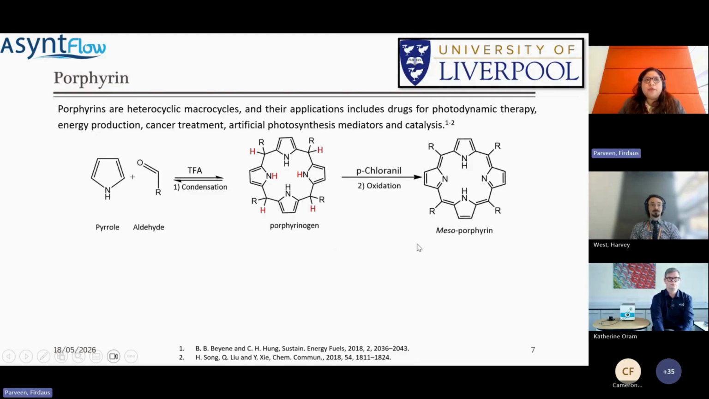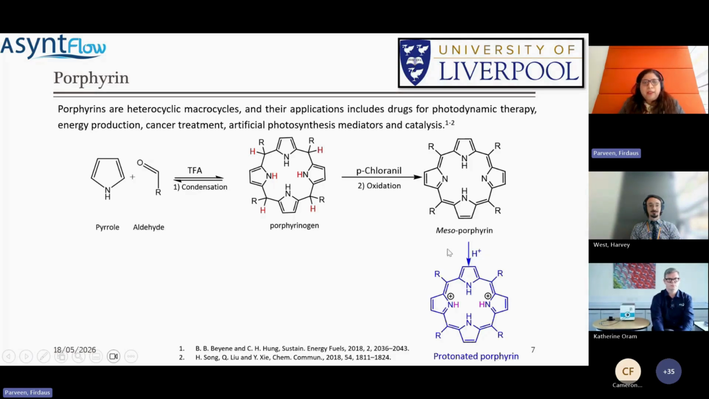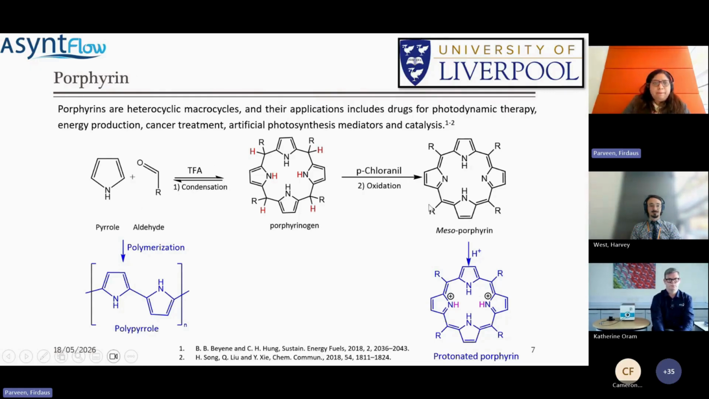But as always, chemistry does not always happen in a single direction. There are chances of side products. These meso-substituted porphyrins can further get protonated with the residual acid present in the reaction mixture to give protonated porphyrin. And pyrrole can undergo polymerization to give polypyrrole. So these side reactions will reduce the yield of our desired product meso-porphyrin in batch.